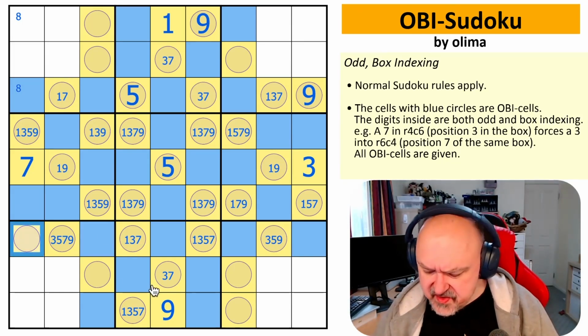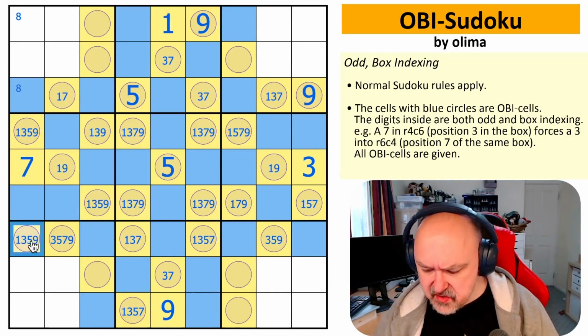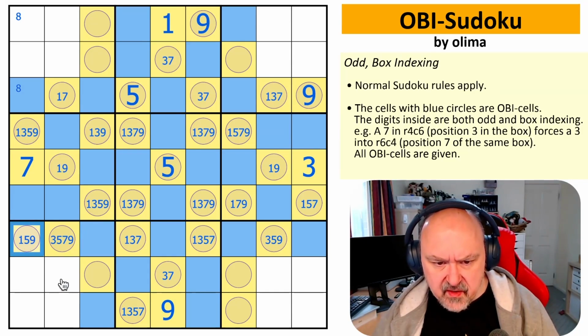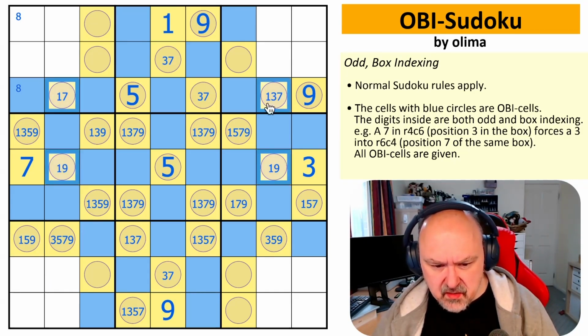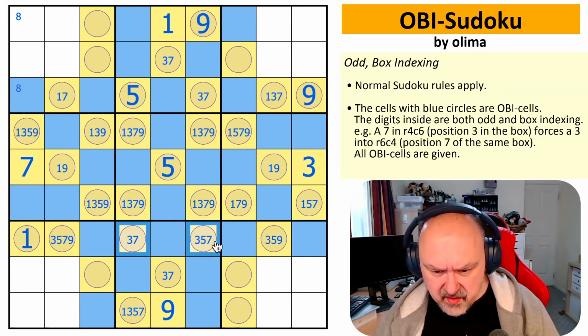So I assume I can do the same here. 1, 3, 5, or 9. If this is a 1, that's fine. If this is a 3, this is a 1. That's not going to work. If this is a 5, this is a 1. But I've got an X-wing on 1s here. So this can't be a 5. And if this is a 9, this is a 1, and that's not going to work. This is a 1. There is no 1 in those.